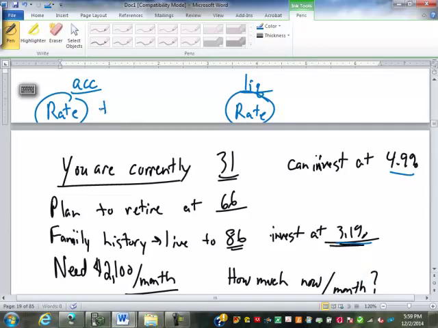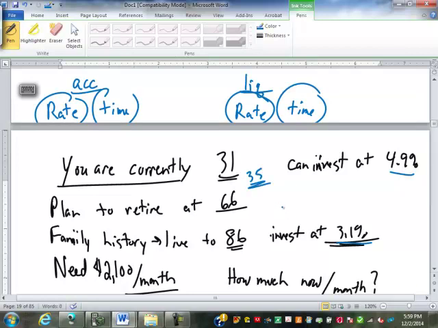We need to know the time. How many months? We know that for both of them. 31 to 66 is 35 years of accumulation. 66 to 86 is 20 years of liquidation. So we know the time.